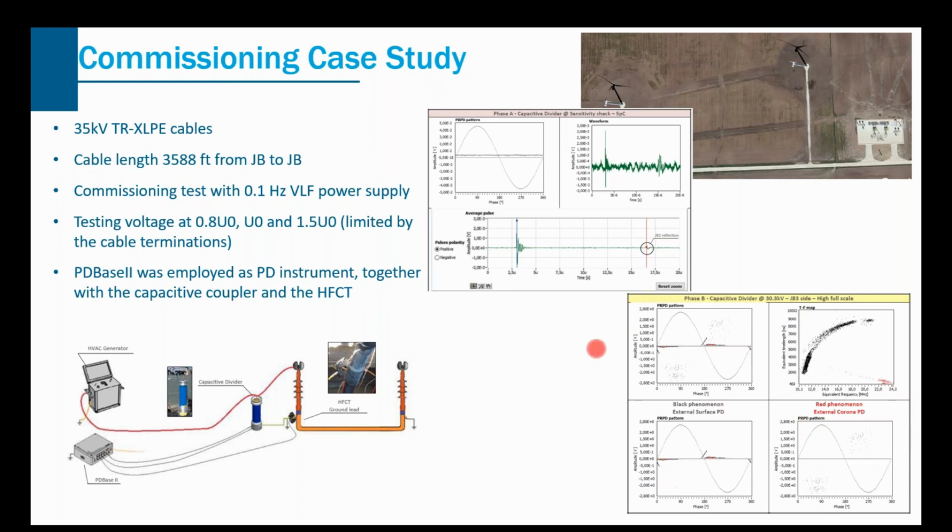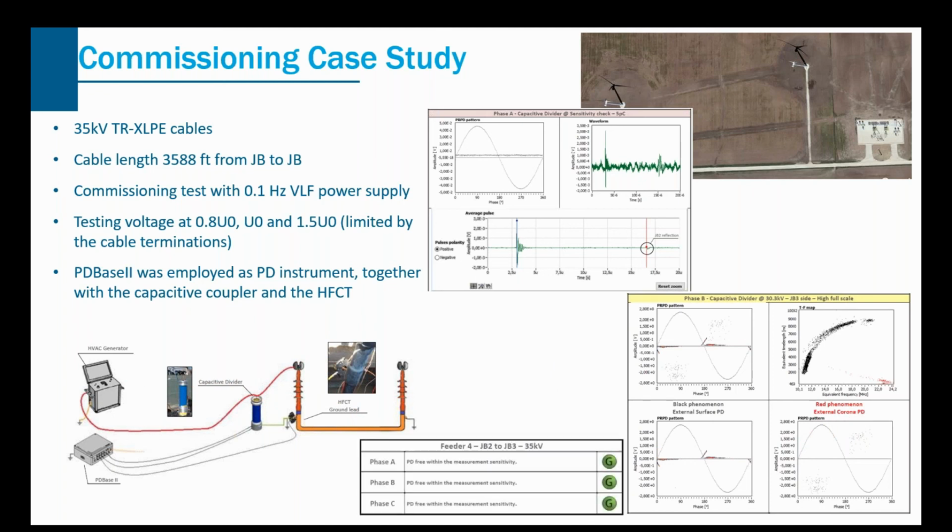And for this test, the conclusion was both these 2 discharge activities are external to the cable under test. One is the surface PD, likely coming from the testing lead. One is the external corona PD, maybe from the sharp edge of the coupling capacitor or the power supplies. So the final result is all the tested cables are in good condition, and all the cables passed the commissioning test.